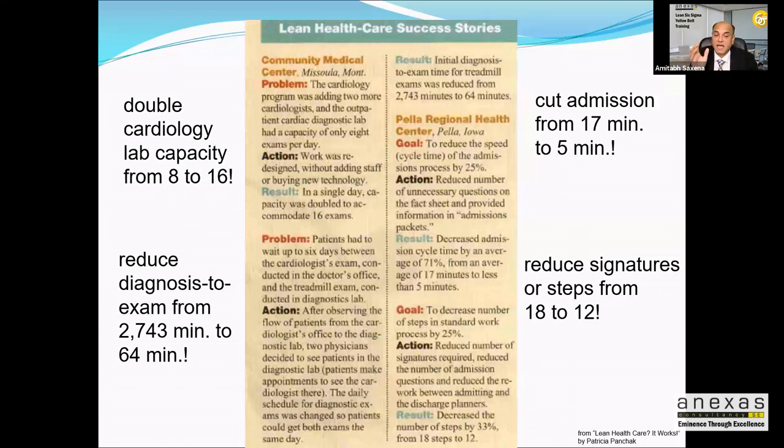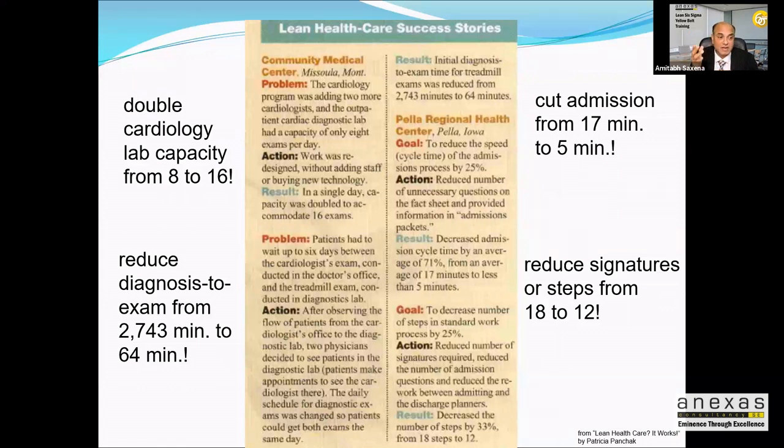They also reduced the diagnosis to exam time from around 2,700 minutes to 64 minutes by, again, after observing the flow of the patients from the cardiologist's office to the diagnostic lab, the 2 physicians decided to see patients in the diagnostic lab. Patients would make appointments to see the cardiologist there, and the daily schedule for diagnostic exams was changed so patients could get both exams on the same day.